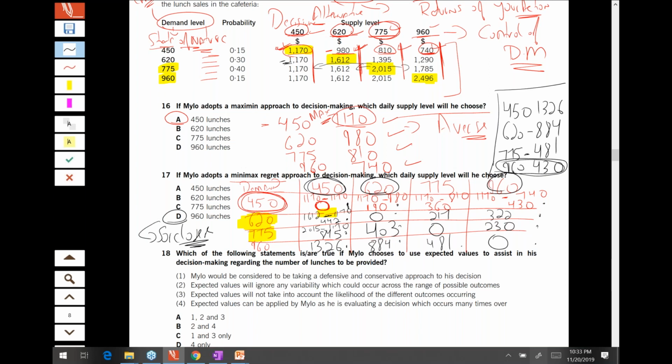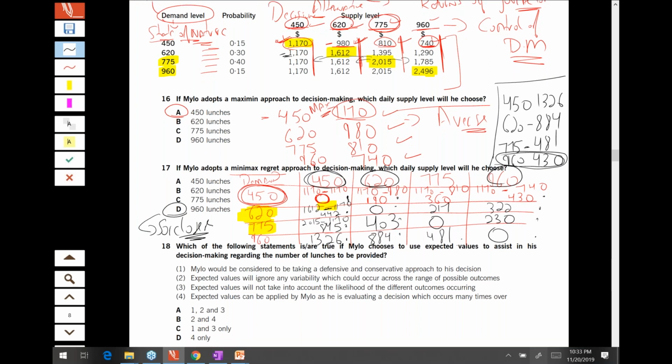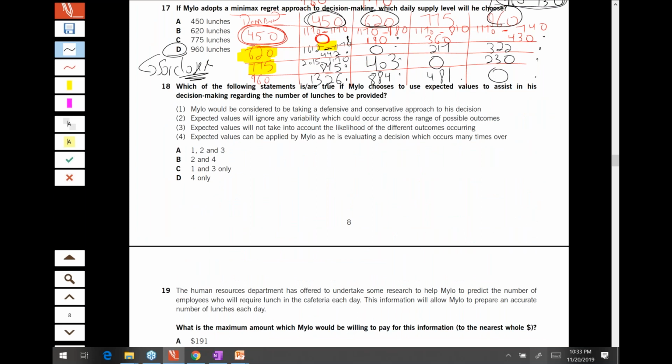Okay. Now, which of the following statements is or are true? If the company chooses to use expected value to assist in his decision making regarding the number of lunches to be provided, Milo could be considered to be taking a defensive and a conservative approach to his decision. So is this true or false? This is false, because expected value is used by the risk neutral.